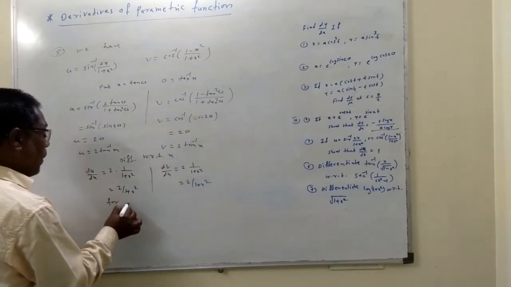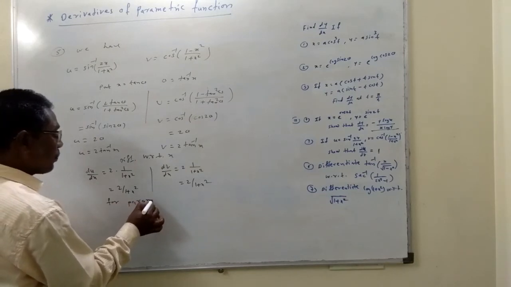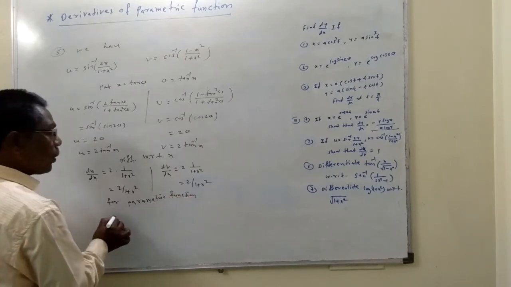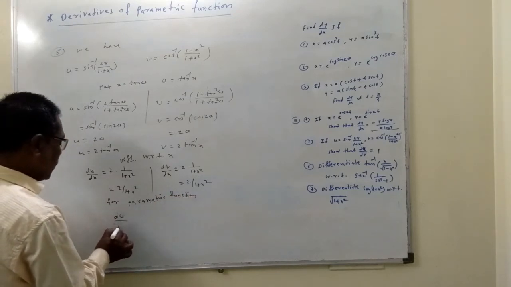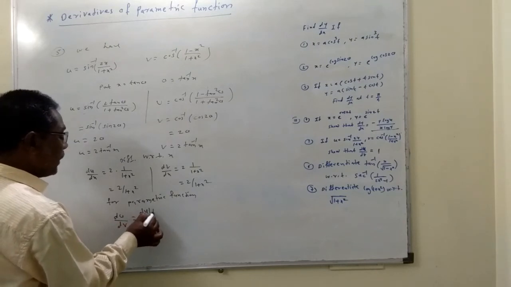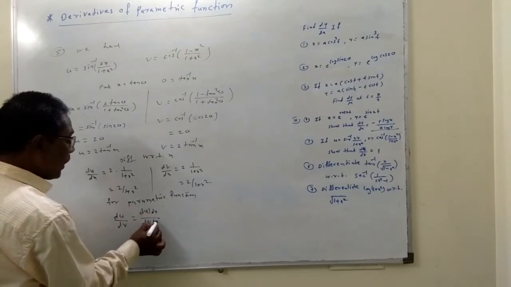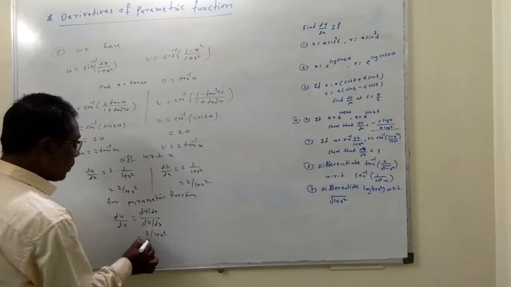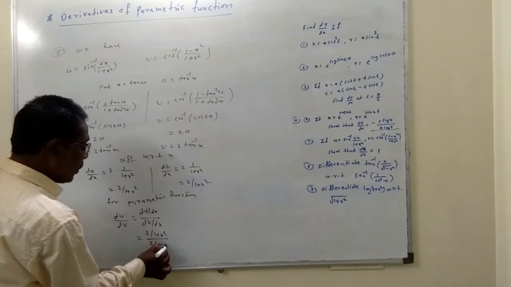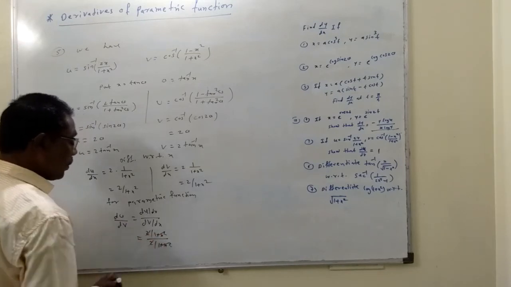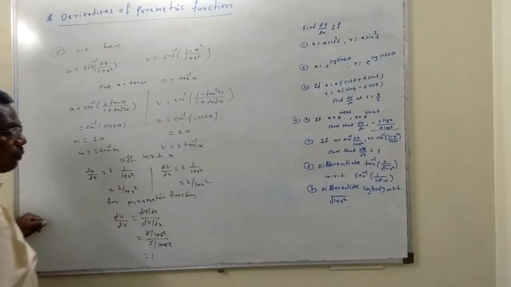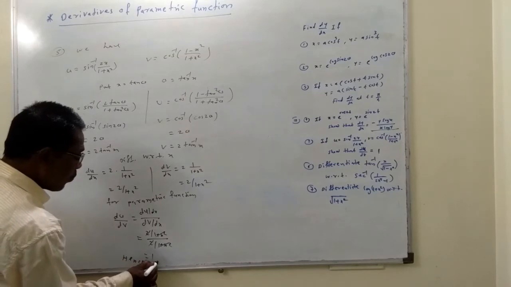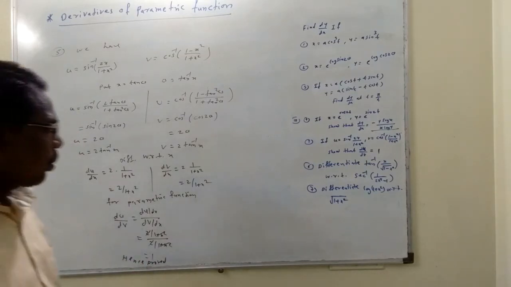So for the parametric function, you want to find du upon dv, which is equal to du by dx divided by dv by dx. So that is equal to 2 divided by 1 plus x square, divided by 2 divided by 1 plus x square. So 2 gets cancelled, 1 plus x square gets cancelled, and the remaining is 1. That is the result, hence proved. So like this, we will solve this 5th example.